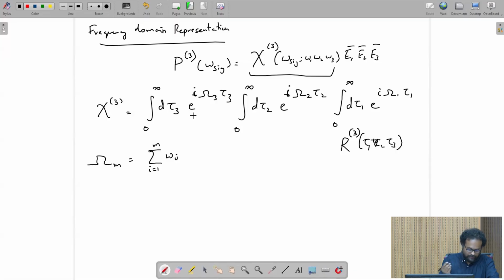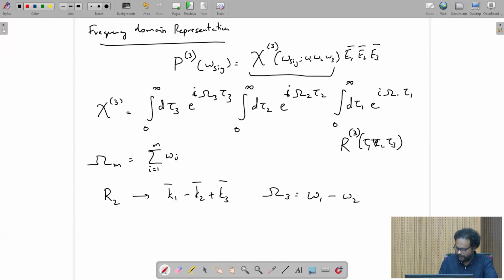Okay, how will you see this? If I'm looking at, for example, only R2, by the way, it's not omega 1 plus omega 2 plus omega 3. It is whatever the energy conservation is giving. For example, if I take only R2, which is k1 minus k2 plus k3, here omega 3, omega 1 minus omega 2.